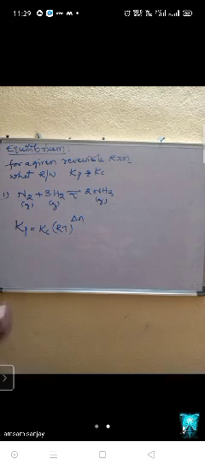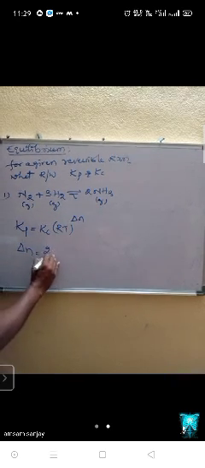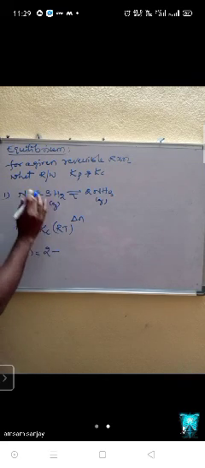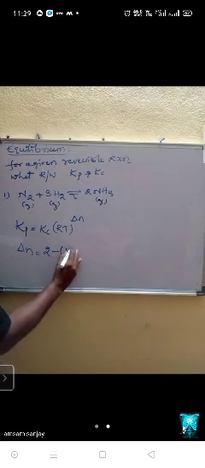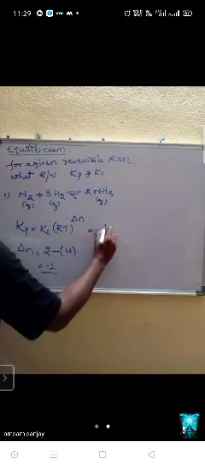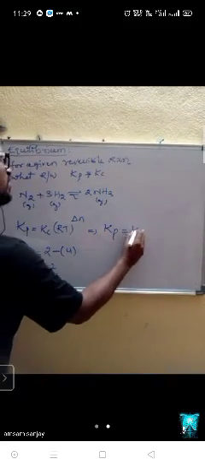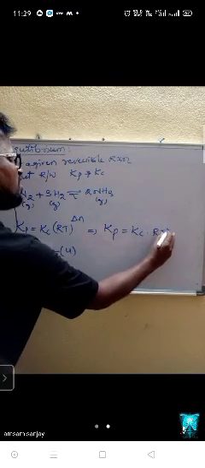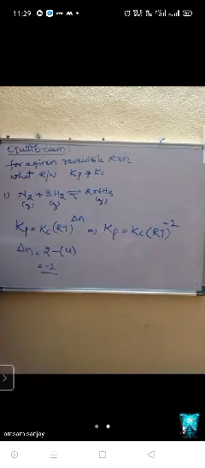But from this equation I can calculate delta n, no? Delta n is equal to how much? Here 2 minus 4, it means minus 2. Then you can apply it here. Kp is equal to Kc (RT) whole power minus 2. Correct? Now 1 by (RT) square.